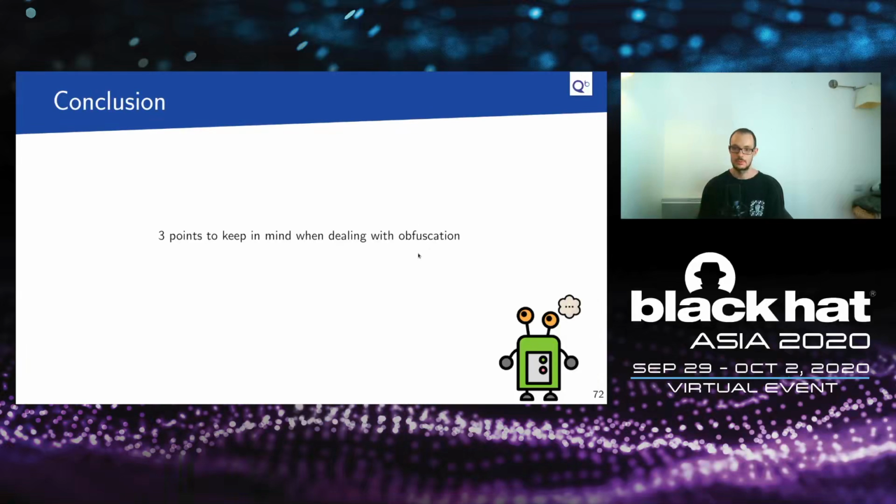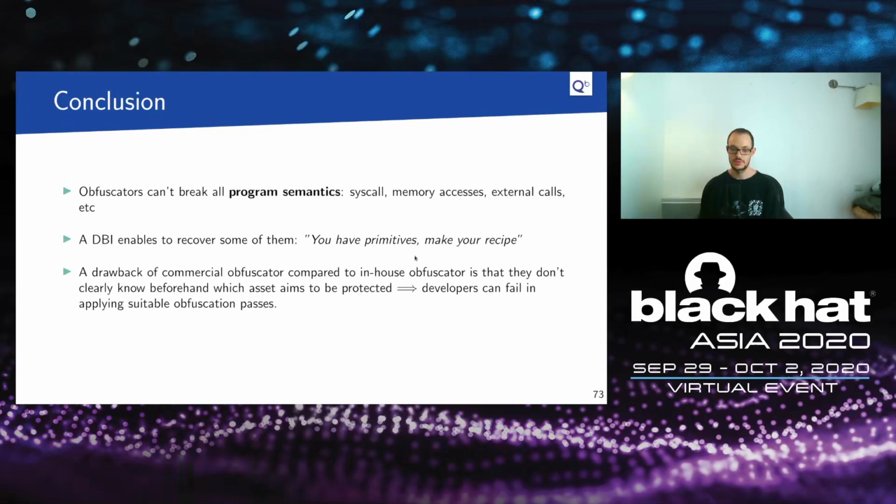So, three points to keep in mind when you deal with obfuscation. First, the obfuscator can break all the program semantics. It means that if the original code performs a syscall, you may not have a syscall at the end. If there is some external call, the parameters of the external call can't be obfuscated. For instance, you can't obfuscate the string going through strlen. You can't obfuscate the size of the buffer allocated with malloc and so on.